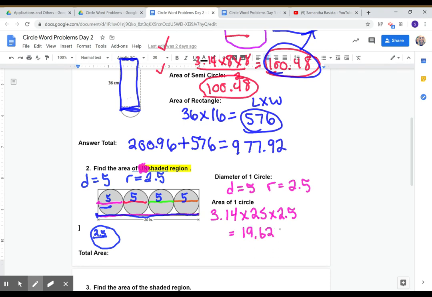19.625. But think about it. How many circles do I have? I have 1, 2, 3, 4. So I still have to multiply that by 4, which gives me a final answer of 19.625 times 4 should give you a final answer of 78.5. Okay?